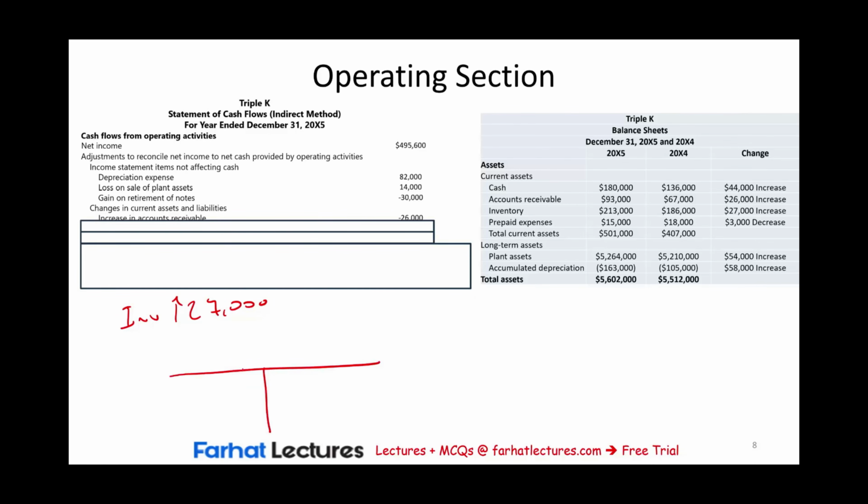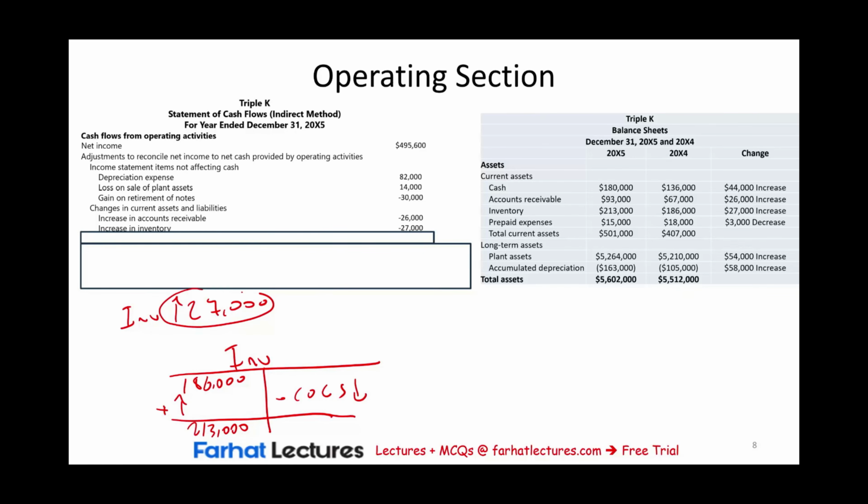Let's analyze inventory. This is where your T account is useful. It went from 186 to 213,000. So what happened throughout the year? Throughout the year, I purchased inventory. Throughout the year, I reduced inventory through cost of goods sold. So when I purchase inventory, my inventory went up. As I sold inventory, inventory went into cost of goods sold. What is the net change? The net change is 27,000.